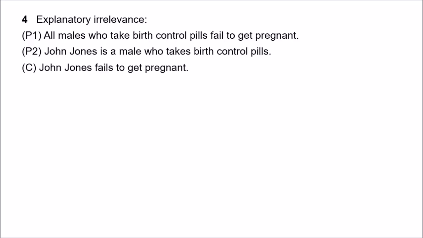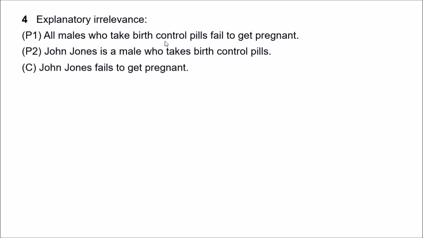The fact that he took birth control pills is not the explanation for why he failed to get pregnant. Notice that, as in the previous objection, what's missing here seems to be a concept of cause. Taking birth control pills doesn't cause John's failure to get pregnant. It's just the fact that he's male. So what should Hempel say about this?